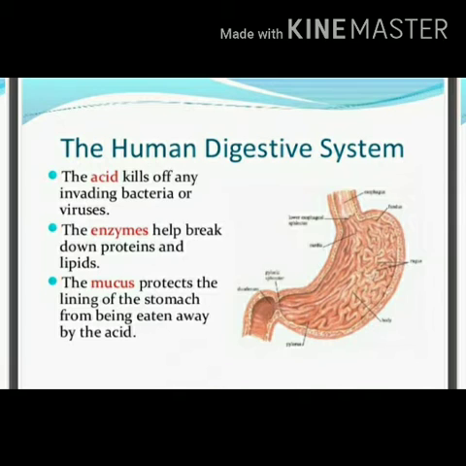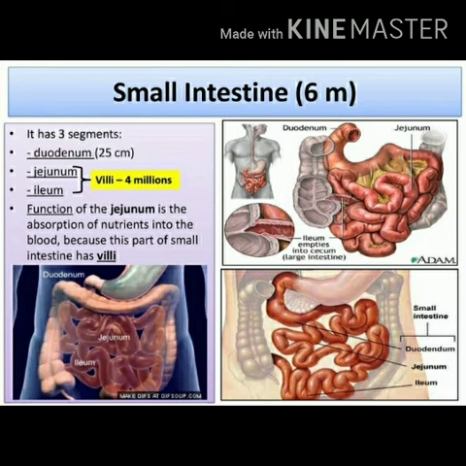Okay, and the main function of hydrochloric acid is that it kills the bacteria which enter the stomach. The enzyme like pepsinogen, when converted into active form, digests or breaks down the protein and lipids, and mucus helps prevent the harmful effect of acid.